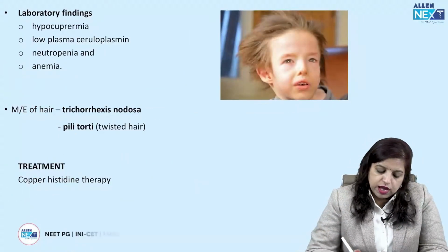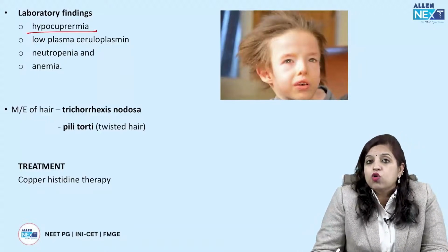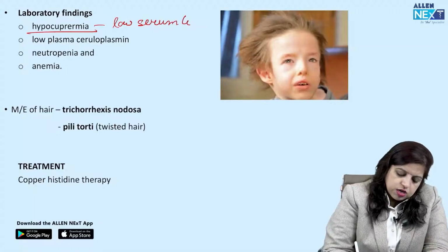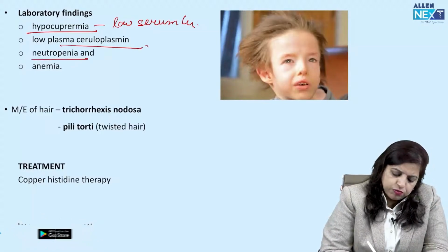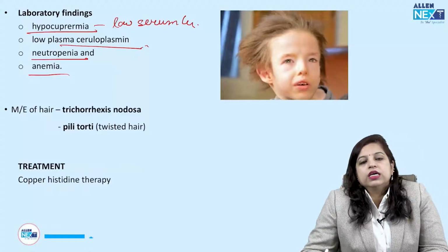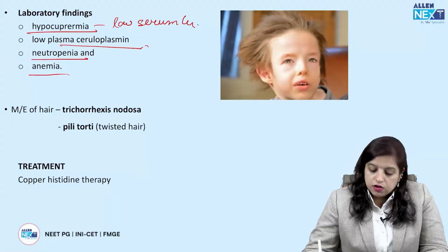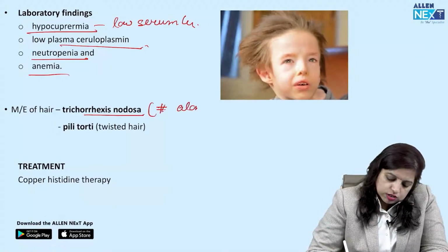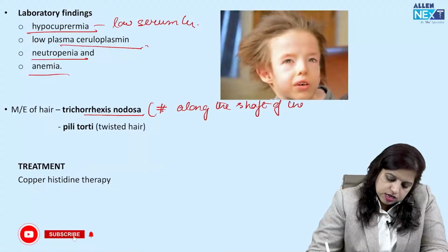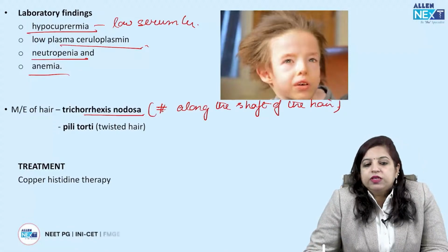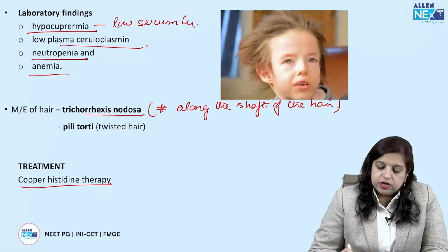And lab findings would be hypocupremia, that means low serum copper, low plasma ceruloplasmin, neutropenia, anemia. Microscopy of the hair, if you see, what you get to see is trichorrhexis nodosa. What do we mean by trichorrhexis nodosa? It is fracture along the shaft of the hair. That is what is known as trichorrhexis nodosa. Pili torti may be seen, that means twisted hair, and the treatment is copper histidine therapy.